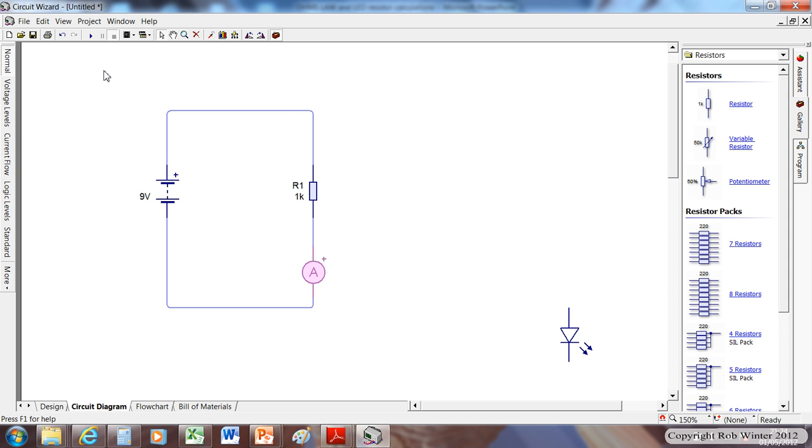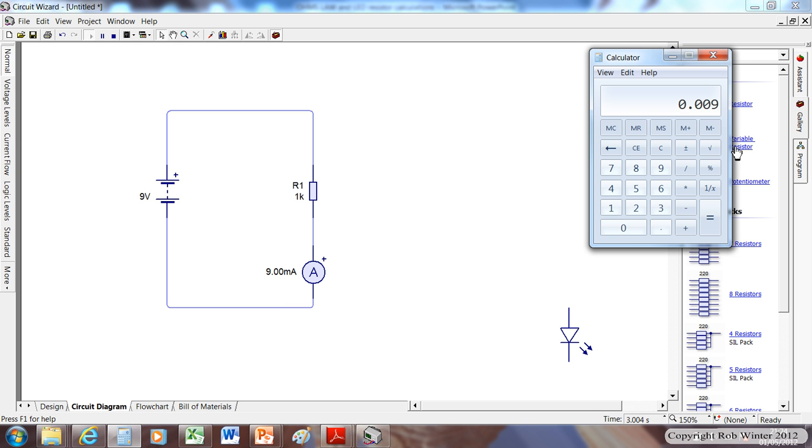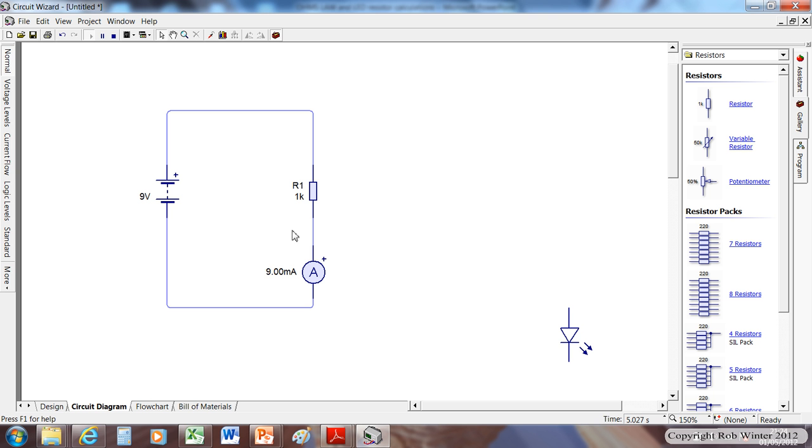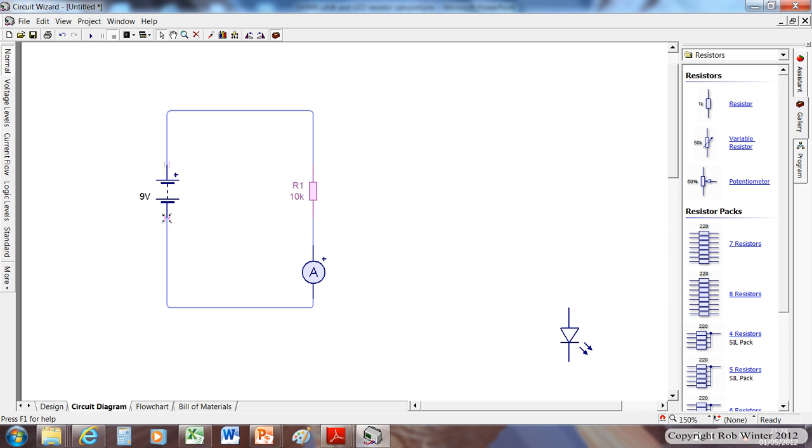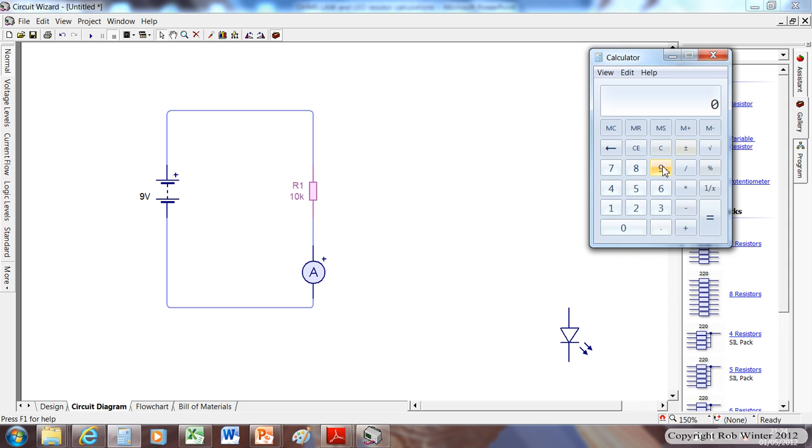Anyway, I'll press play, and we get 9 milliamps, exactly as we calculated. If I times that by 1,000 to turn it into milli, I get 9. Alright, we could prove it again. Let's just turn that off. I'm going to make that a 10k resistor now, so that's now 10,000. So my formula would be 9 divided by 10,000.